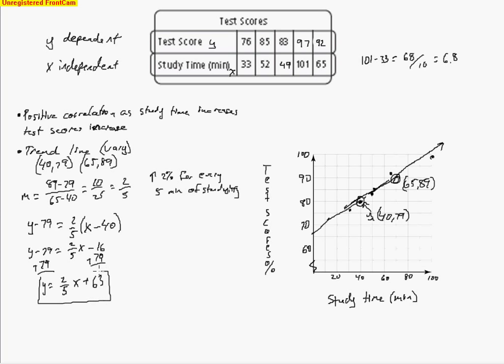So now what I could end up doing is, I came up with my trend line. This trend line, this line that I drew here, is represented by this equation. And what does it mean? Well, let's go ahead and predict some data. And so I want to predict the grade for 10 minutes of studying.